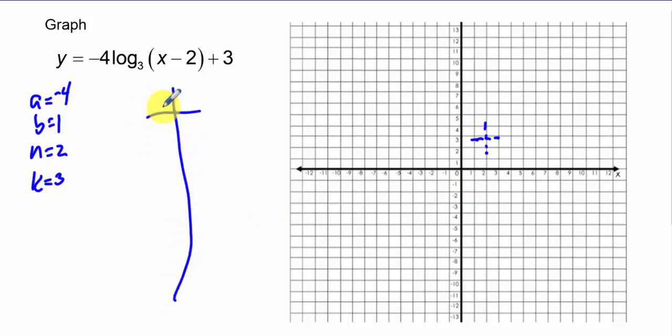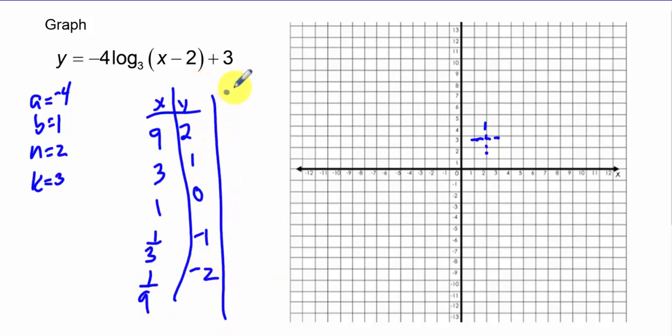I'm going to go log base 3 this time, so I need powers of 3. 9, 3, 1, 1/3, 1/9. 2, 1, 0, -1, -2. And we multiply all these by a -4, getting -8, -4, 0, 4, and 8. So if I go over a 9th, I go up 8. If I go over a 1/3, I go up 4.